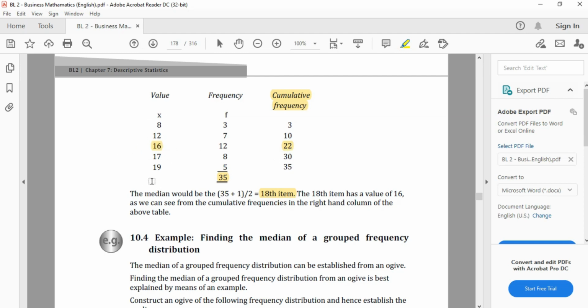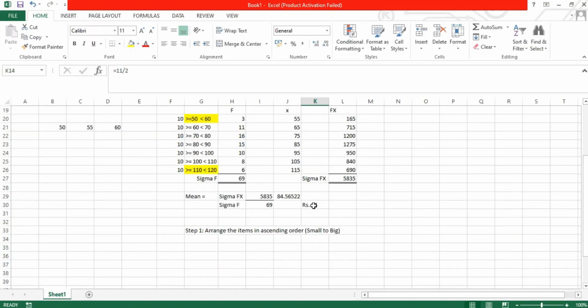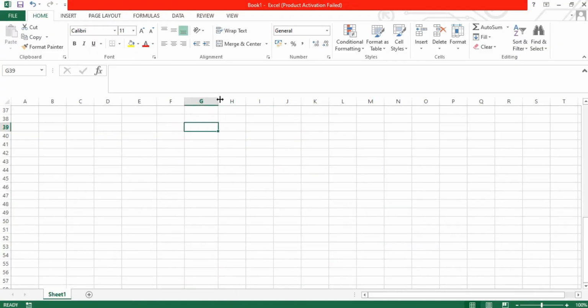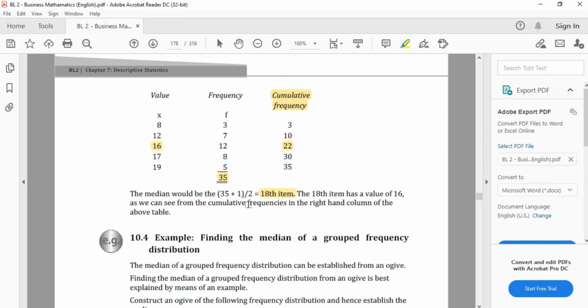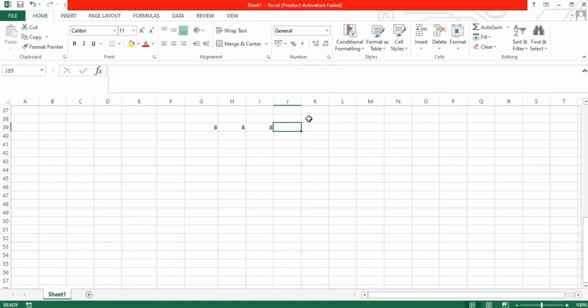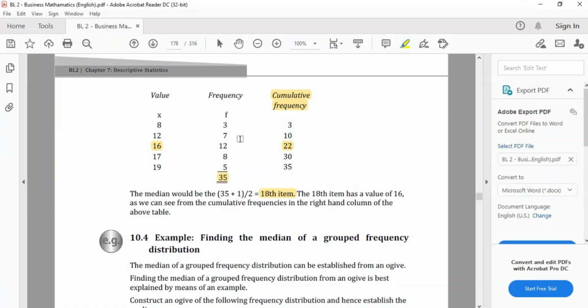Now, let me further explain. This is not grouped. So how it looks is, 8 has come 3 times. Try it by yourself, okay? 8 three times: 8, 8, 8. That they have written as 8 and 3. Now this is 12, 7 times. 12, 1, 2, 3, 4, 5, 6, 7. See, 7 times. That is what they have written as 12 and 7.